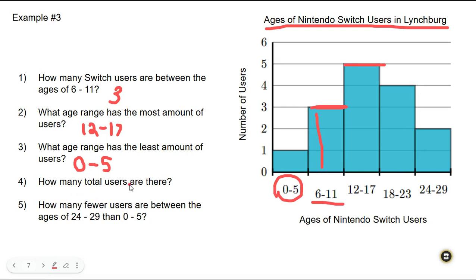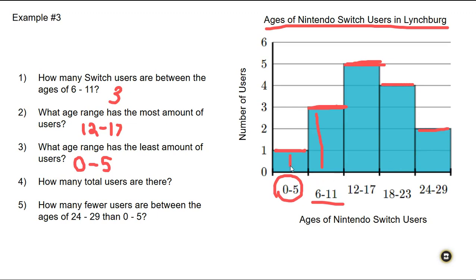And lastly, how many total users are there? All right, so here's where you'll end up with a little bit of a tricky question. How many total users are there? Down here you have the different ranges of people that are included in this survey. Here you have how many people fit into that category. So what I'm going to have to do is total up all of the ranges that we have here, all the groups of people, and I'm going to have to add them all together.